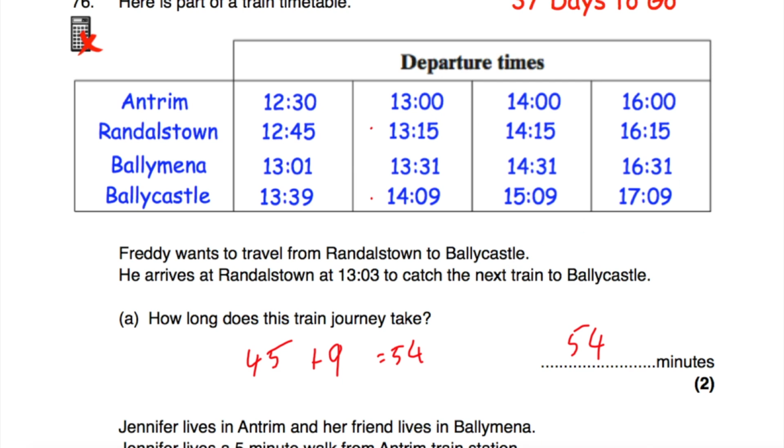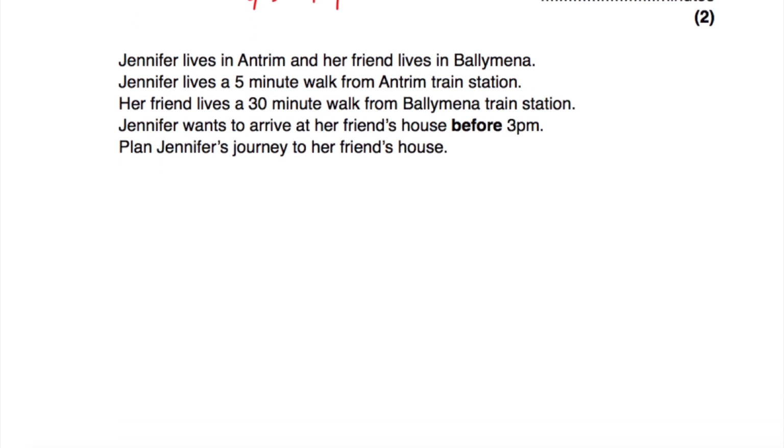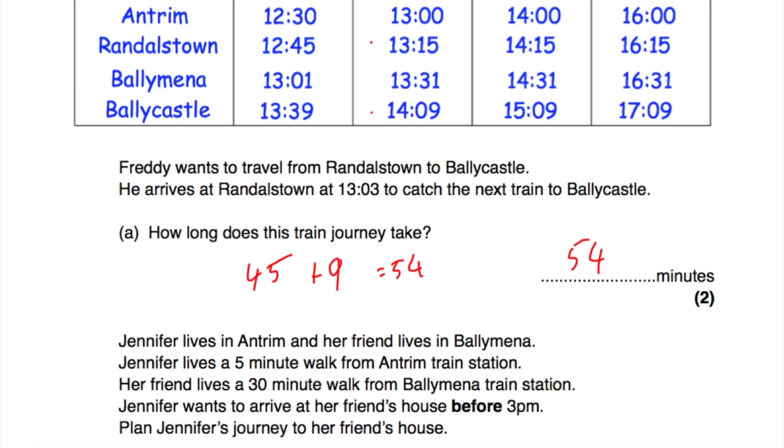Okay, next, part B. Part B, then we're told this sort of situation about Jennifer, and we've been asked to plan her journey to her friend's house. So let's have a look at this information. So Jennifer lives in Antrim, and her friend lives in Ballymena.